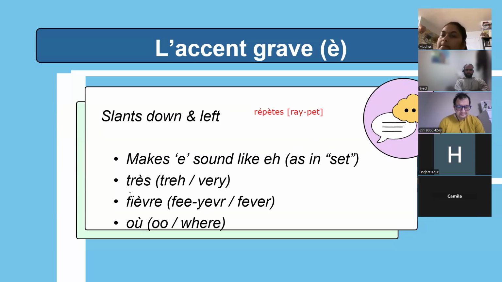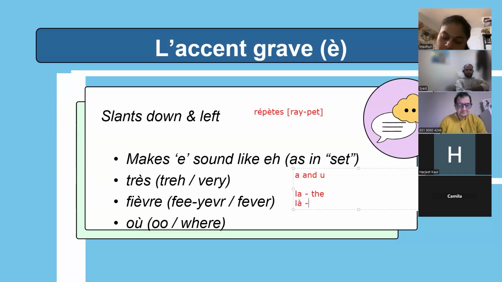But grave not only comes over E, it also comes over A and U. Now what it does over there is it does not change the pronunciation of the word. But it can, not in all cases, change the meaning of the word. For instance, la translates as the in French. But if I put an accent on A, là, it translates as there.